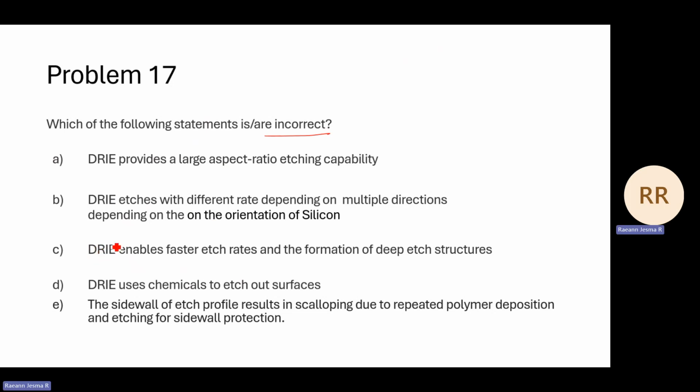Option D is DRIE uses chemicals to etch out surfaces. Option E is the sidewall of the etch profile results in scalloping due to repeated polymer deposition and etching for sidewall protection. So what is the answer?